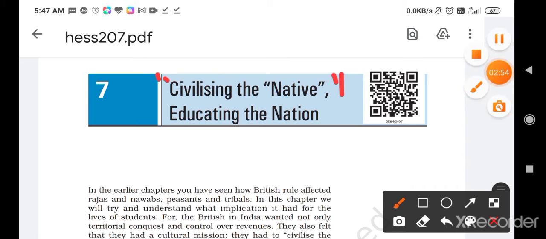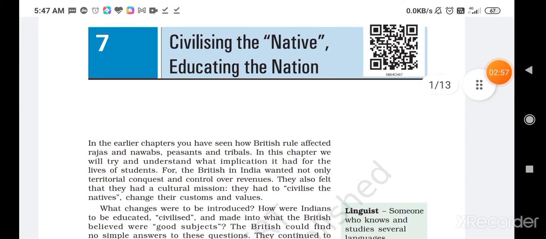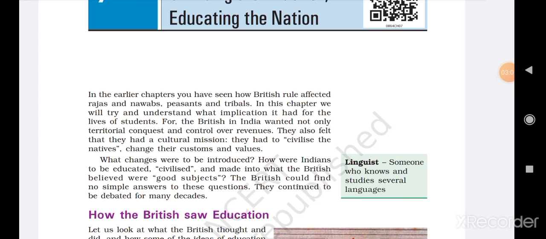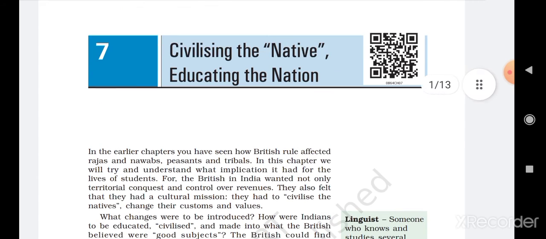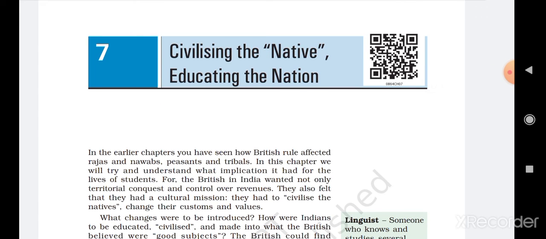Okay, so let's begin this paragraph. First of all, it is telling us that in the previous chapters we studied how the British rule, the colonial rule, affected Rajas, Nawabs, peasants and tribals. But in this chapter we are going to study how it affected the lives of students. Students who were studying at that time, who were attaining education at that time, and when British rule came, what problems and difficulties they faced.